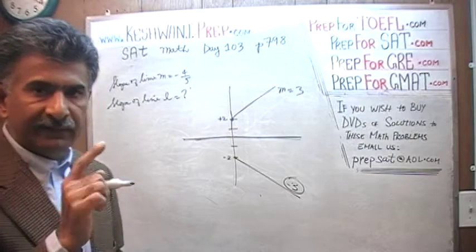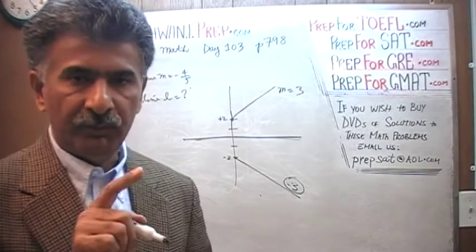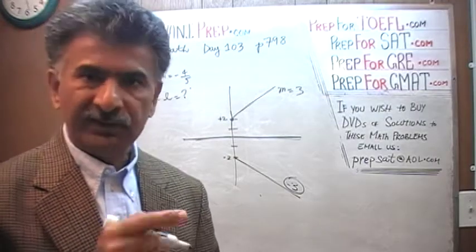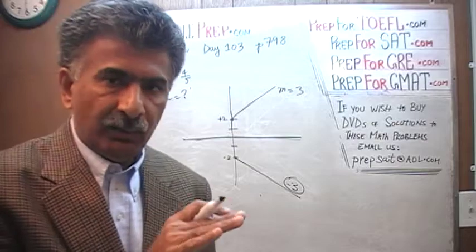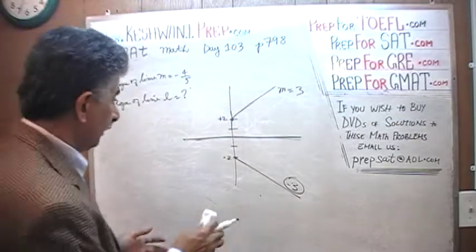So the slope is the exact same slope, except the sign changes. If the slope of the original line is positive, the new line will be negative. The reflection will be negative. That's all it is. And if the original line has a negative slope, the reflection will be positively sloped. Let's do the negatively sloped line.